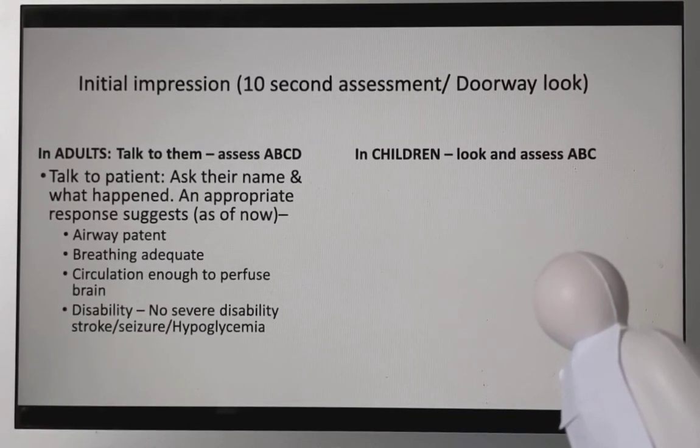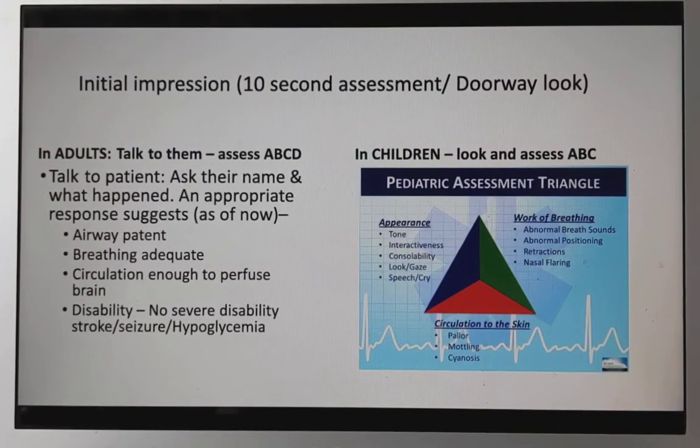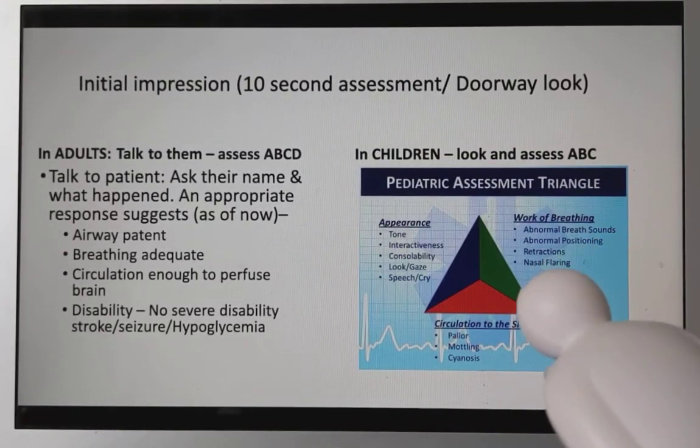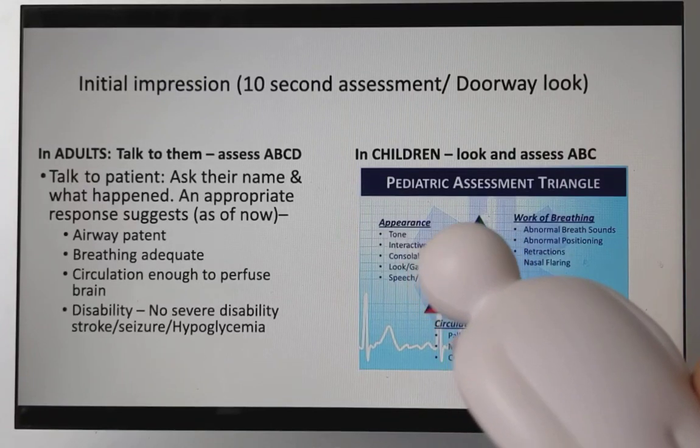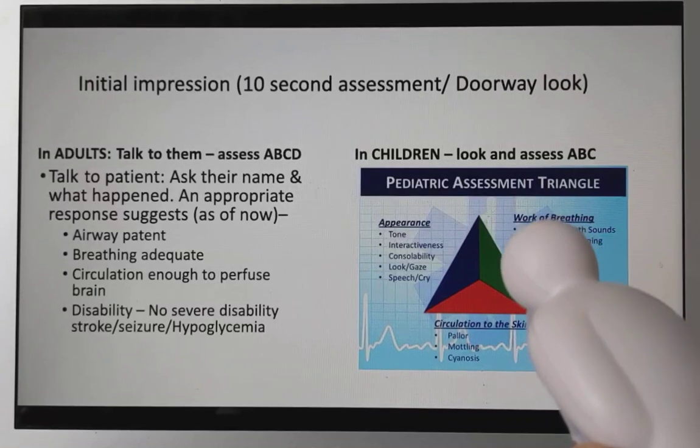But in children, they will not answer your question, and they may be crying. So what do you do? There is something known as, I think the terminology has now changed, the pediatric assessment triangle, where we are again looking at ABCs. Imagine a normal, healthy, happy child. What would they look like?